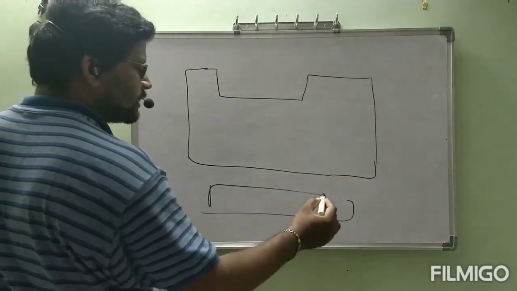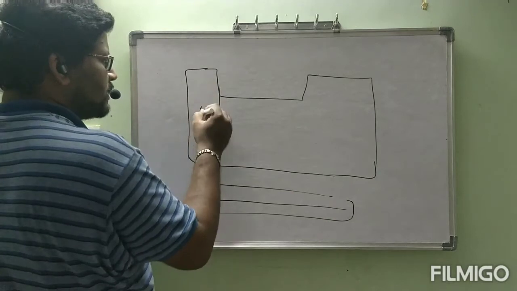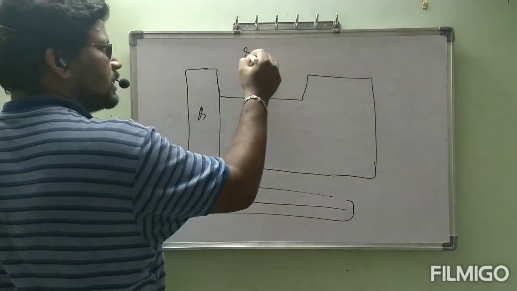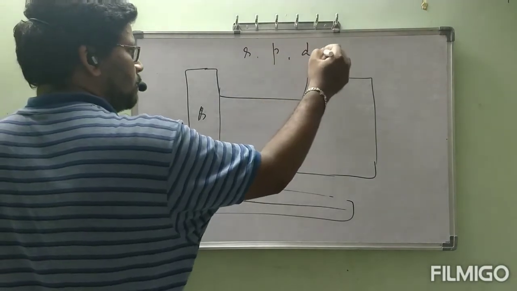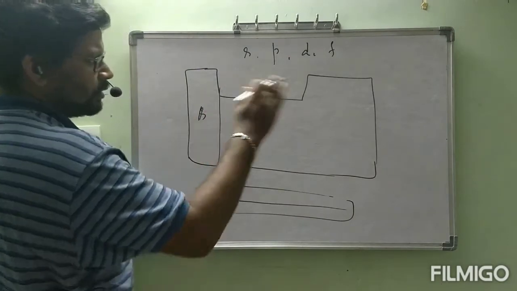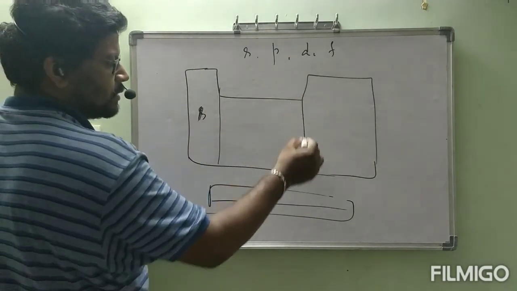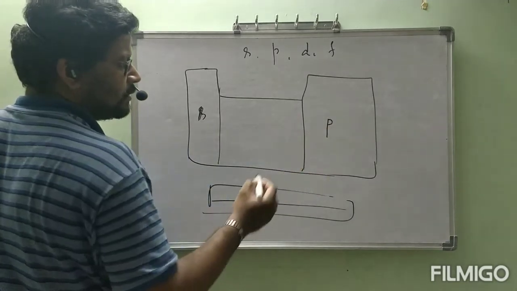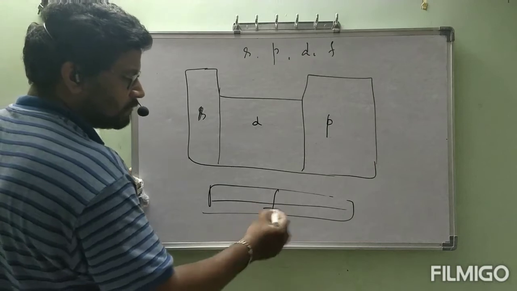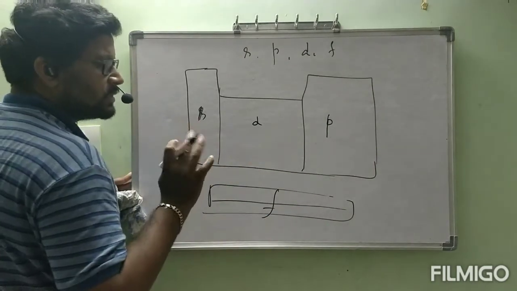Like this, roughly we can draw the periodic table. This total periodic table is classified into 4 blocks: S, P, D and F. The left side is S, the right side is P, the middle is D block elements, and here are F block elements. S, P, D, F block elements.